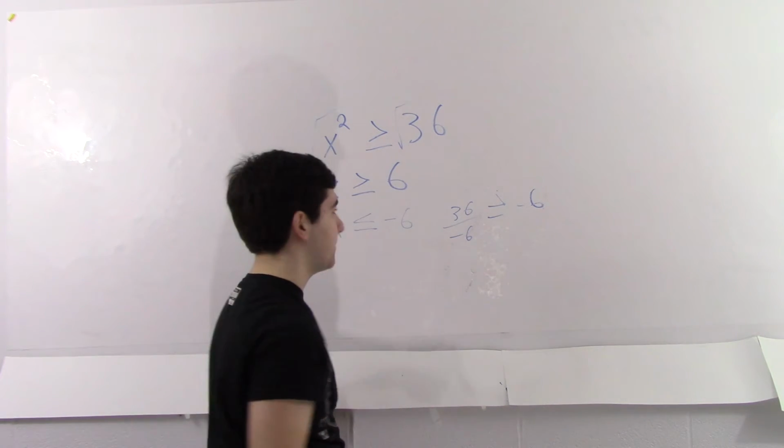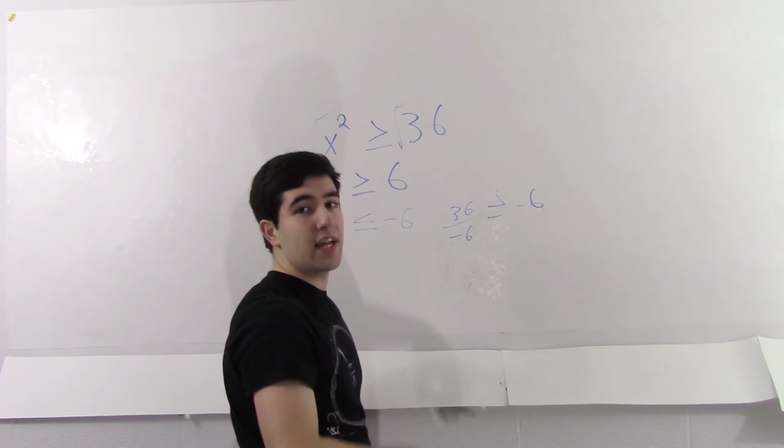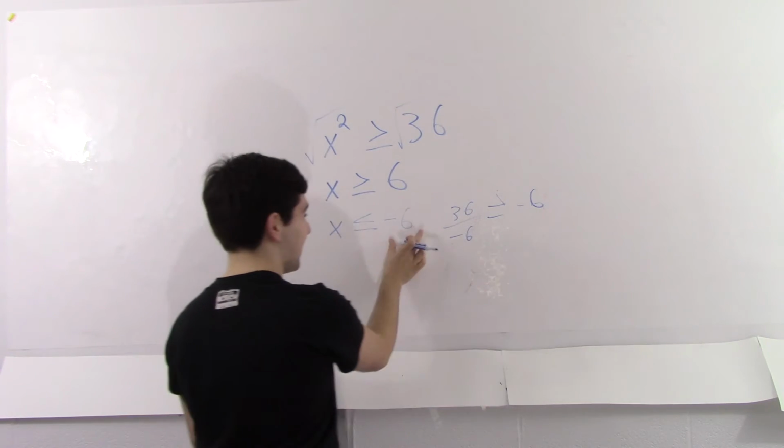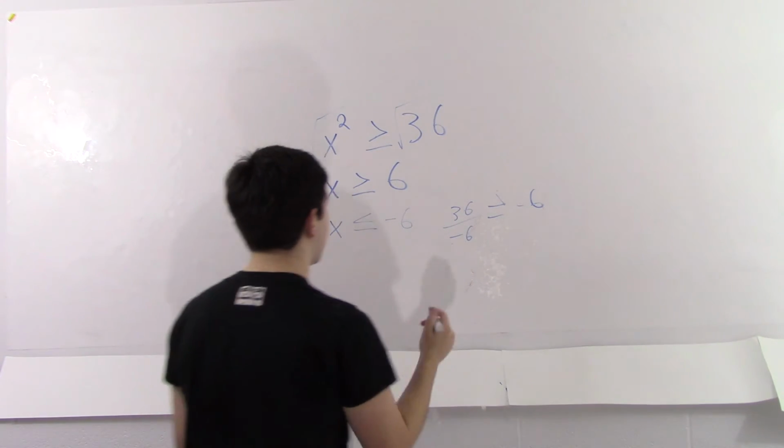So just like when dividing by a negative number, when you take the root of a number to get a negative number, you have to flip the sign. Exact same rule, and here's why.